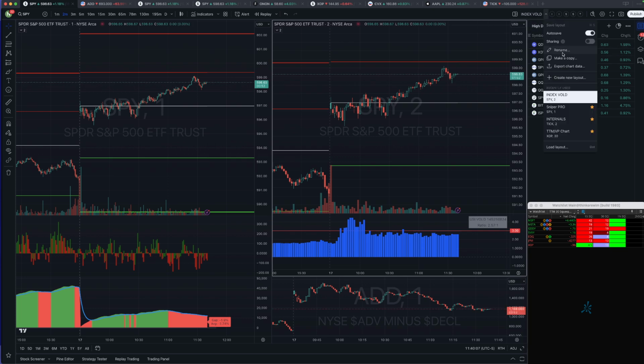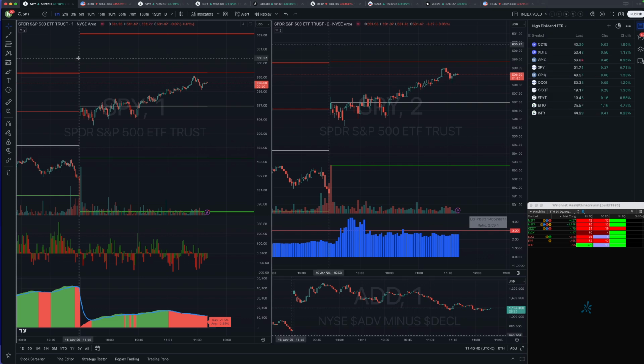And I'll do that now. Let me just, usually, oh, there you go. That's the indicators chart on the SPY. You can obviously put in the Qs or the SPX or whatever you want.